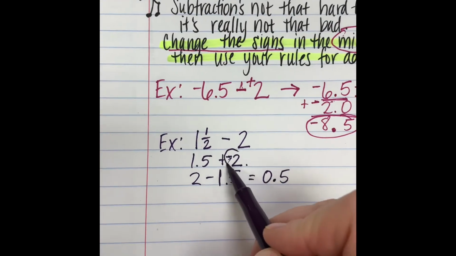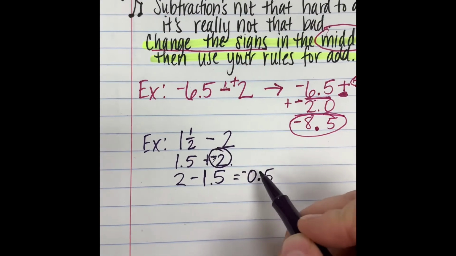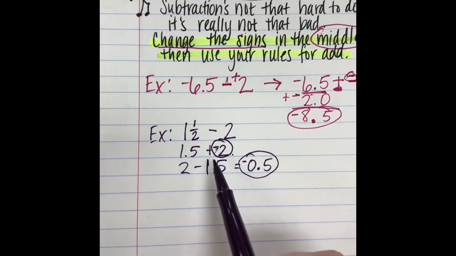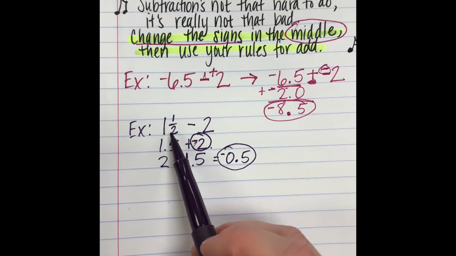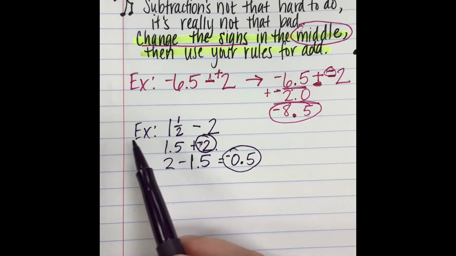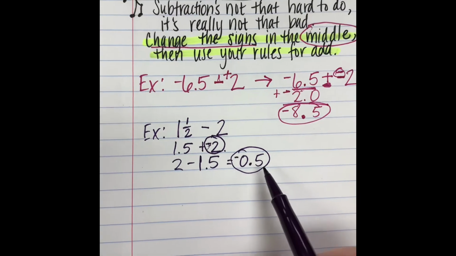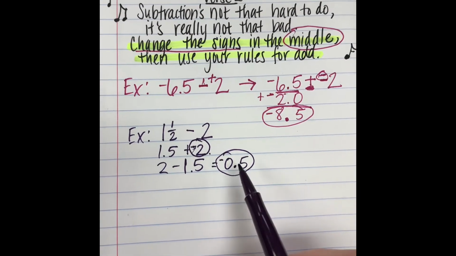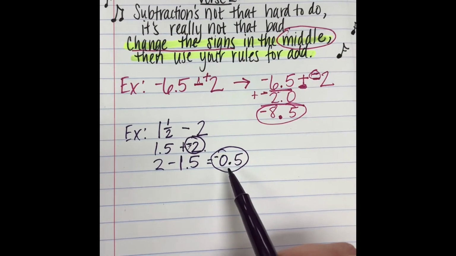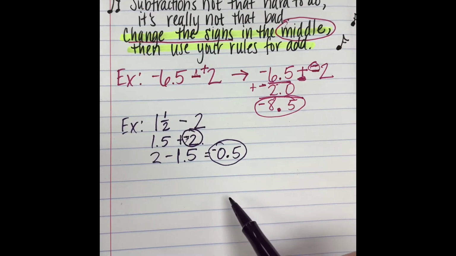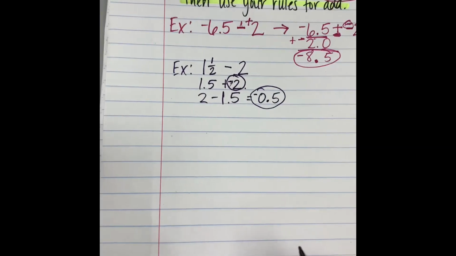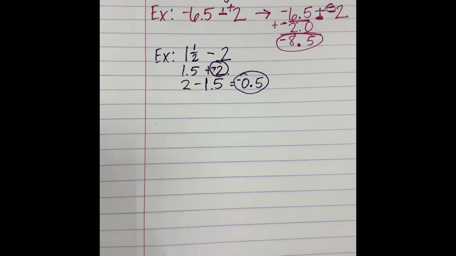So our larger number is the 2. So it's going to be a negative, which makes sense. If you start at 1.5 and you go 2 down on the number line, you're going to end up in a negative situation. It's going to be a negative 0.5. All right? Let's do one more example.